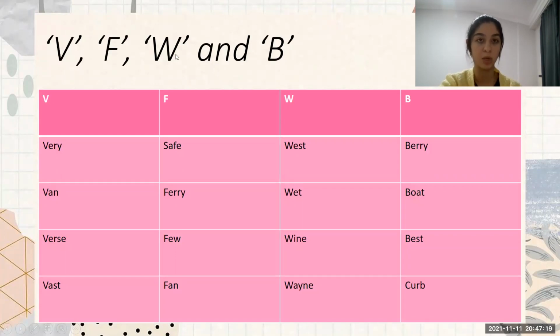V, F, W, and B. These are four similar letters. Let's take a look at their examples. V: very, van, verse, was. F: safe, ferry, few, fan. W: west, wet, wine, wane. B: berry, boat, best, curb.